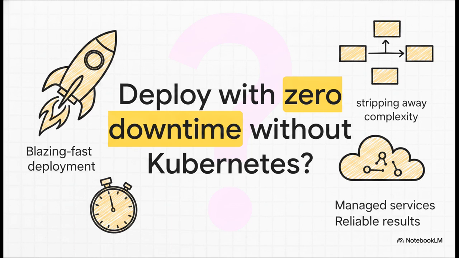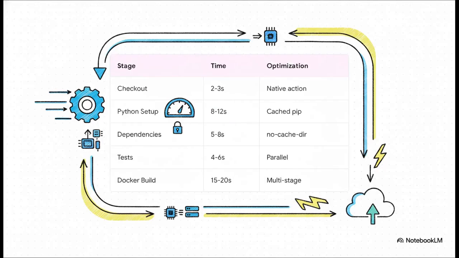Which brings us to a really massive question. How do you deploy machine learning models with zero downtime in just 72 seconds, completely without Kubernetes? Throughout the rest of this explainer, we're going to basically reverse engineer the architectural decisions that make this miracle possible. We'll see exactly how stripping away unnecessary complexity and choosing the exact right managed services leads to these blazing fast, incredibly reliable results. Let's start with the speed.